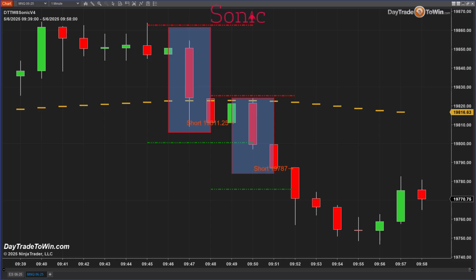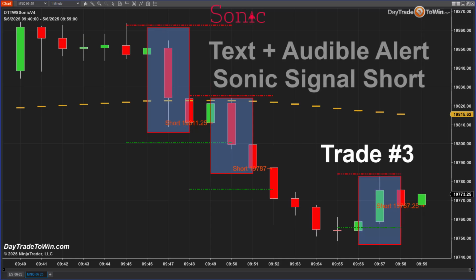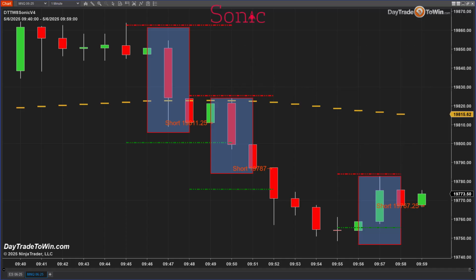In addition, we're looking at a few short trades already that were successful. Previous to this, where we are right now, we have 1, 2 short signals. So the next trade that we see should be another short signal, and I'm going to take this as an example to show you how to trade the MNQ, the micro Nasdaq, using the Sonic system.